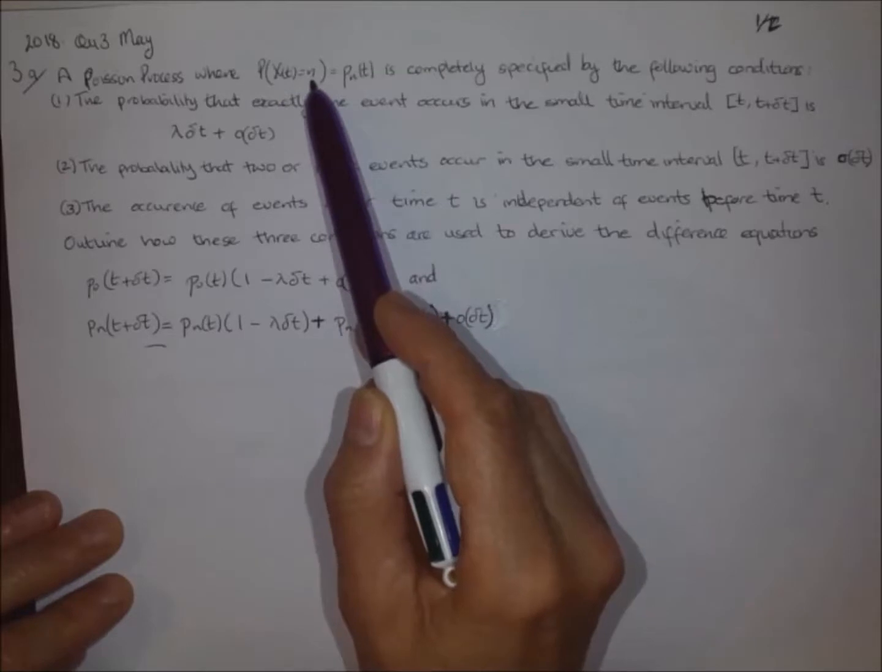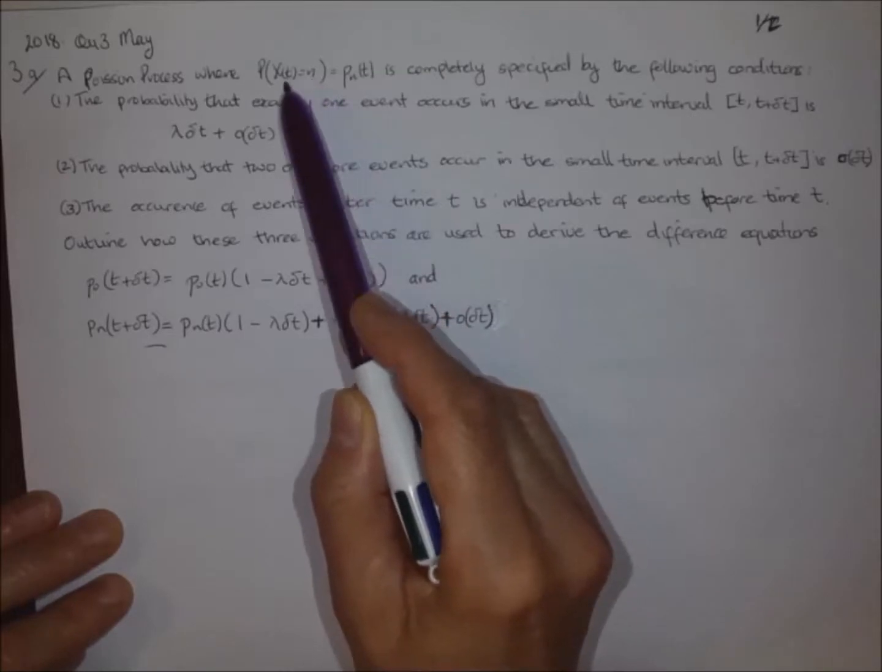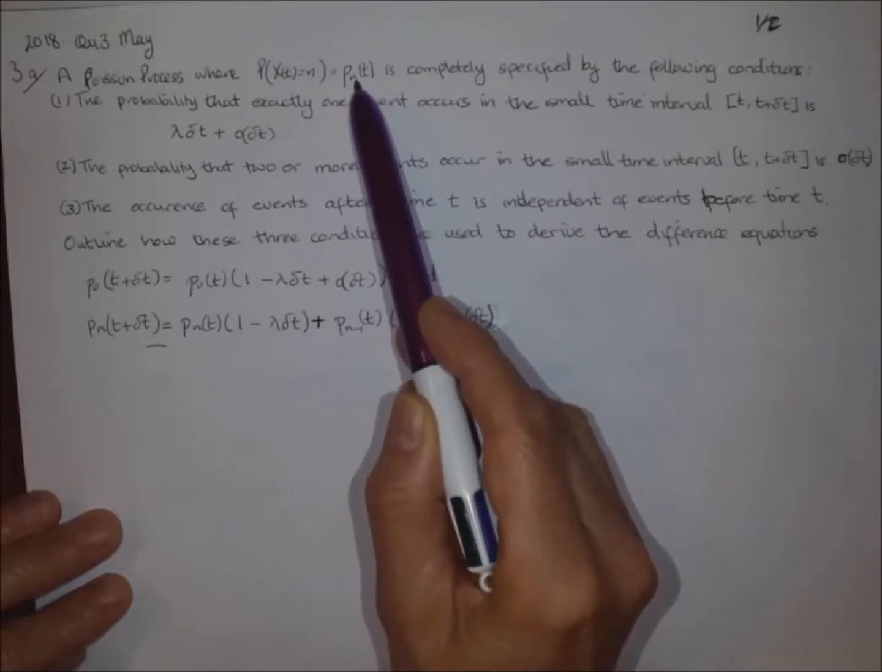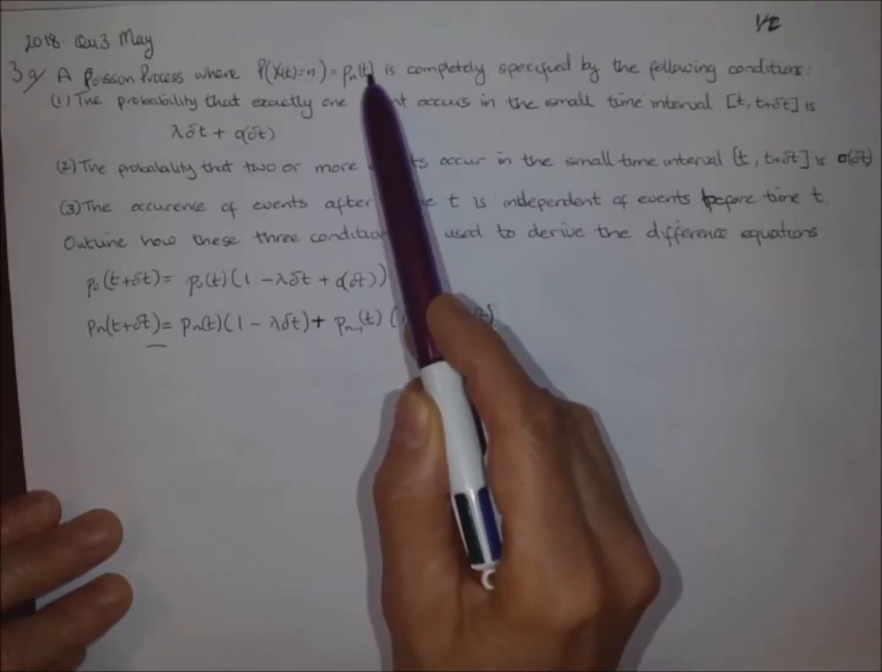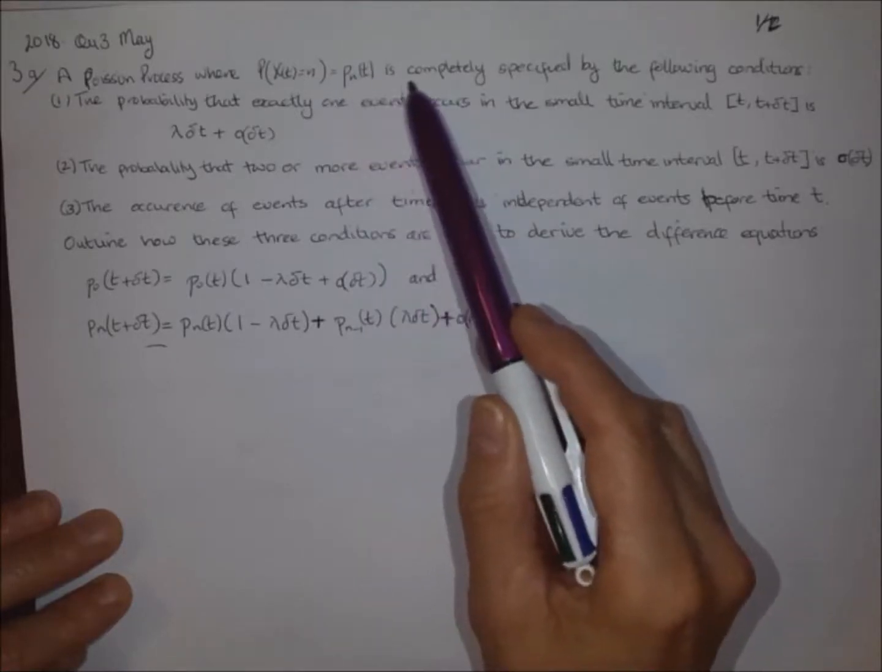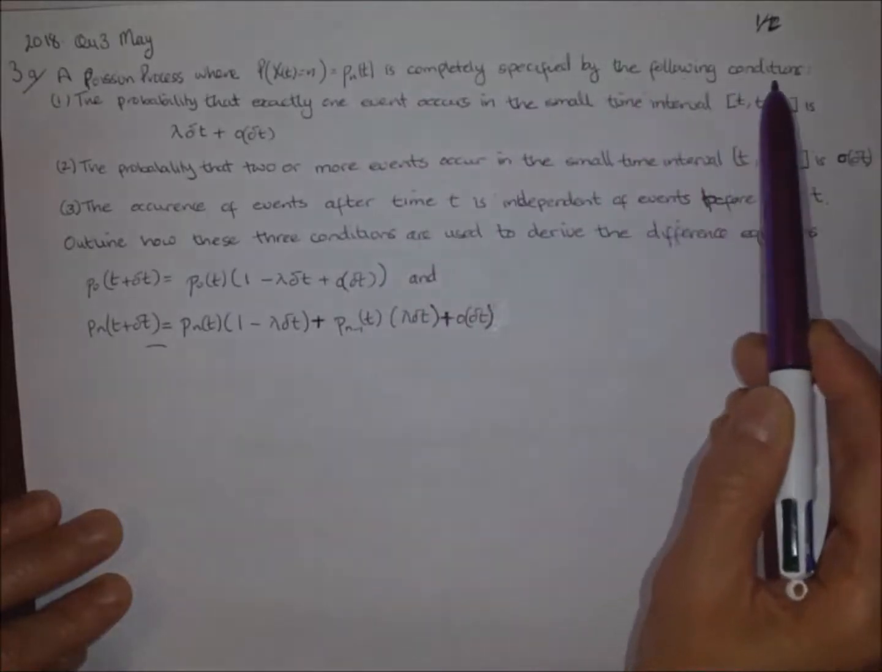This means that there will be n occurrences by time t, and it can be written in shorthand like this: n is the number, if it was queues, n is the number of arrivals, and t is the time by which they arrive. You want to show that this is completely specified by the following conditions.